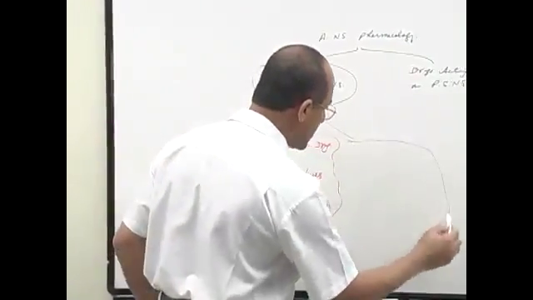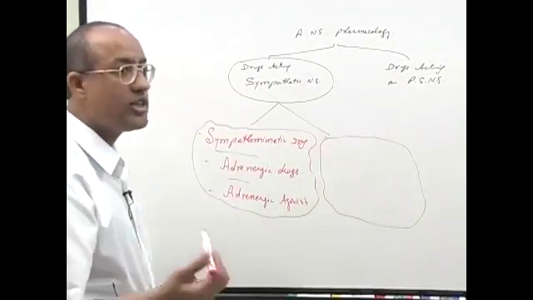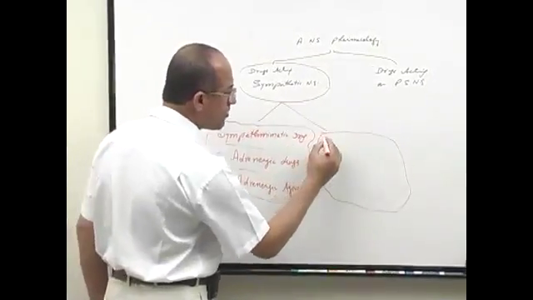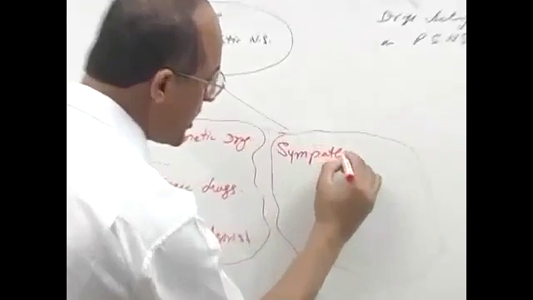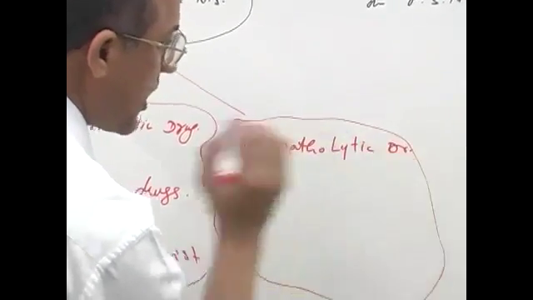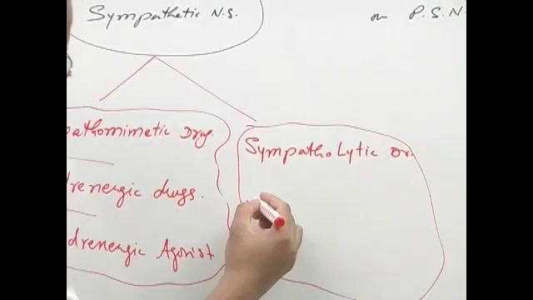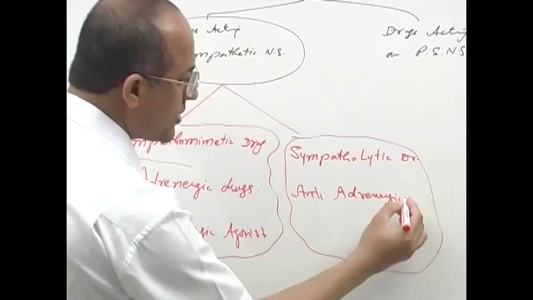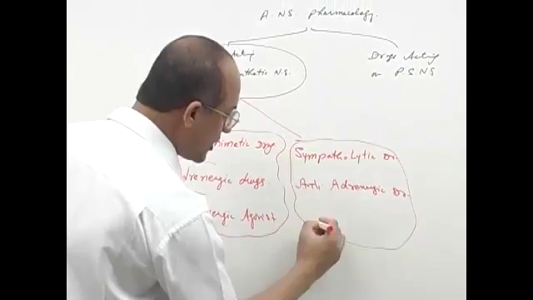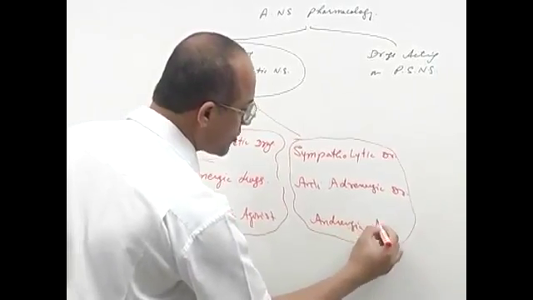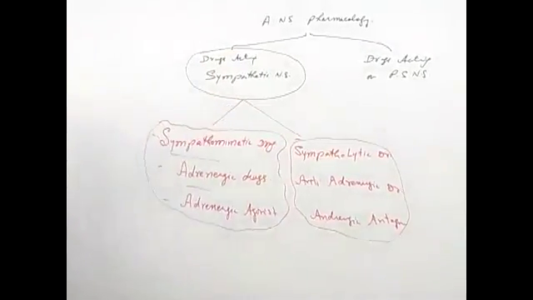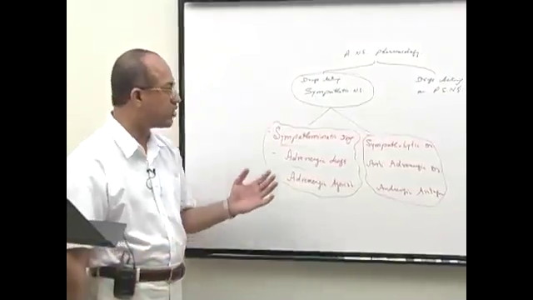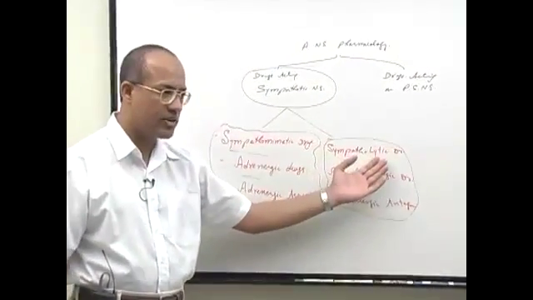The second group here is the drugs which decrease the actions of sympathetic nervous system, and the second group is called sympatholytic drugs, or they can be called anti-adrenergic drugs, or they can be called adrenergic antagonist drugs. So we can say that basically all drugs which work on the sympathetic nervous system are primarily divided into two groups: sympathomimetic drugs and sympatholytic drugs.